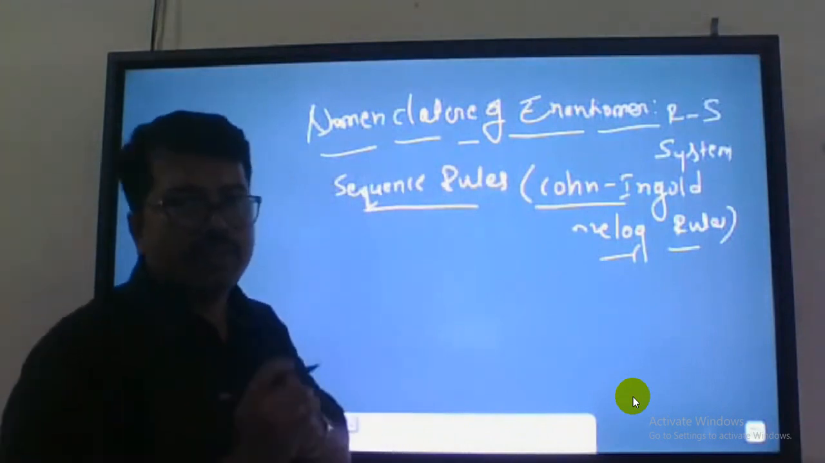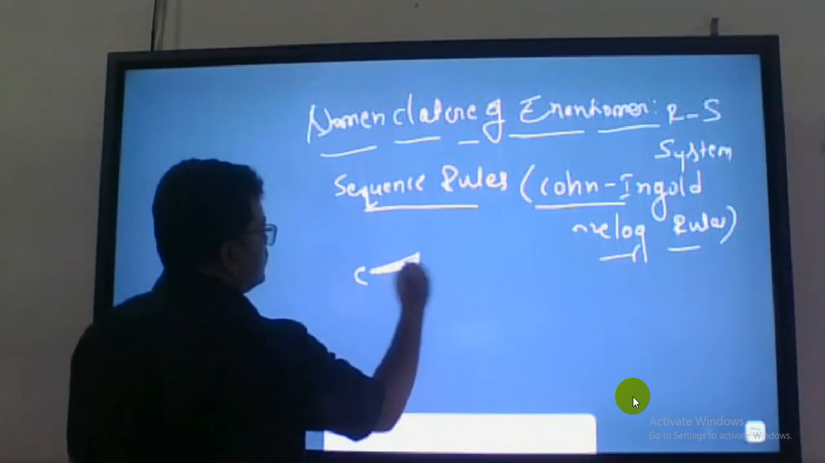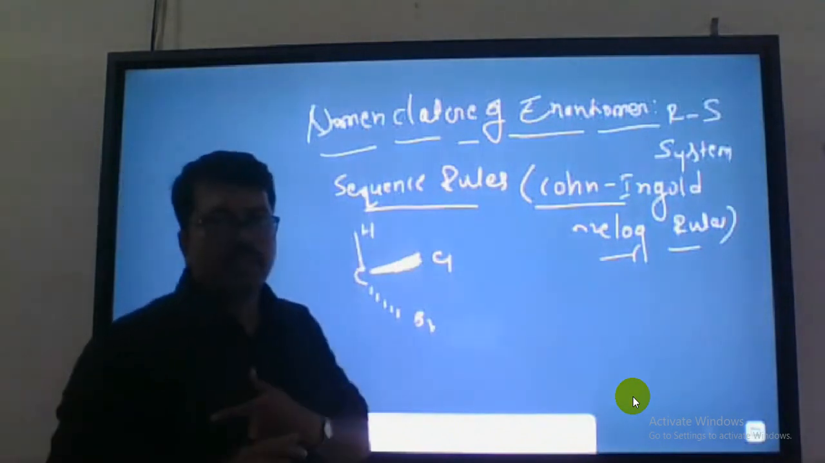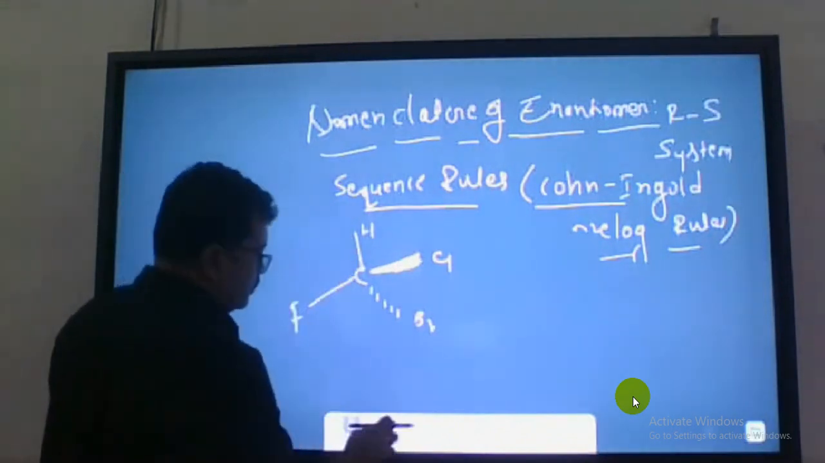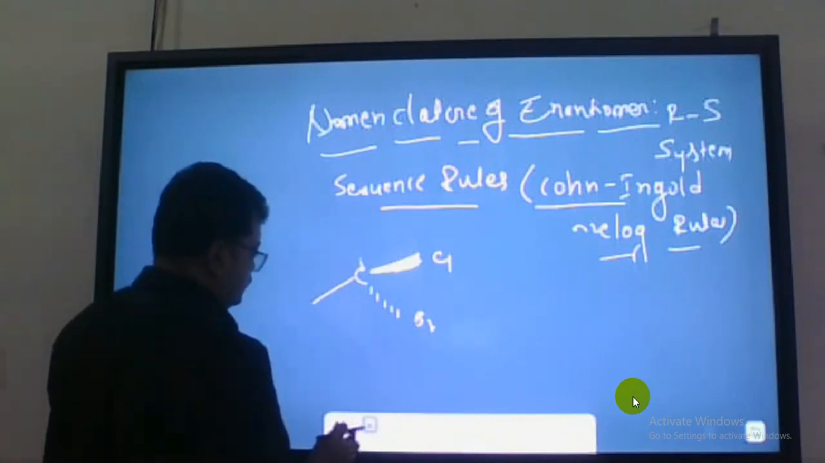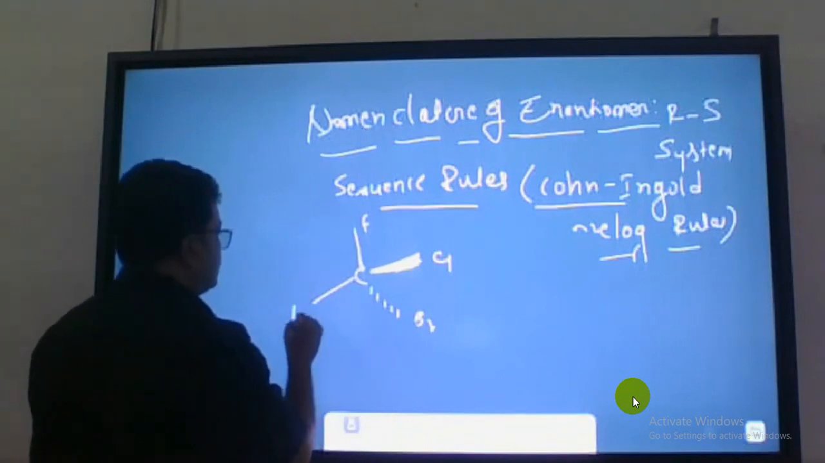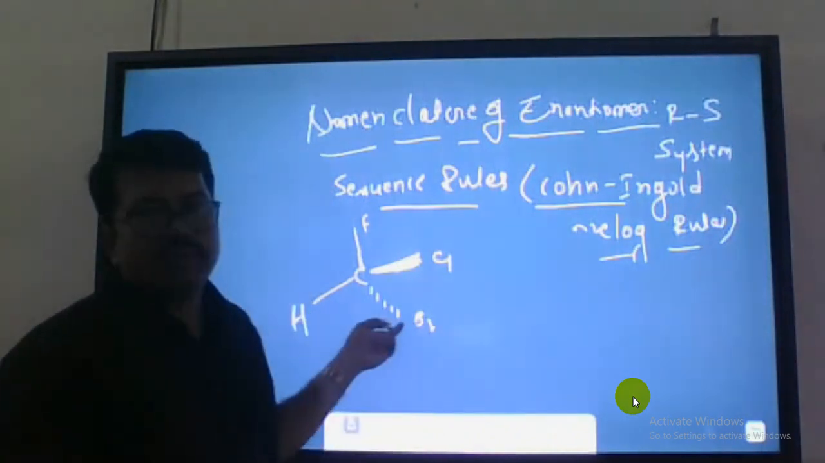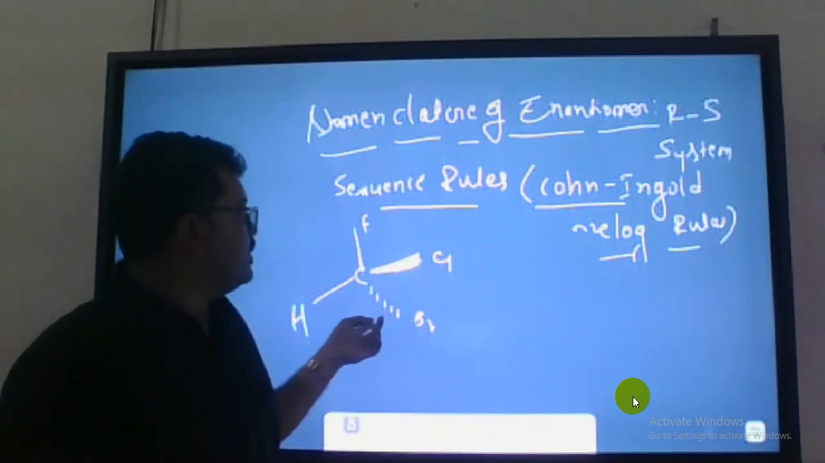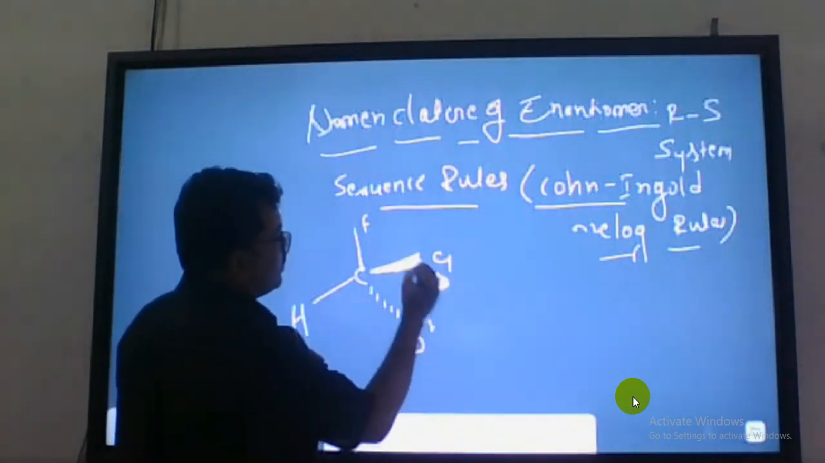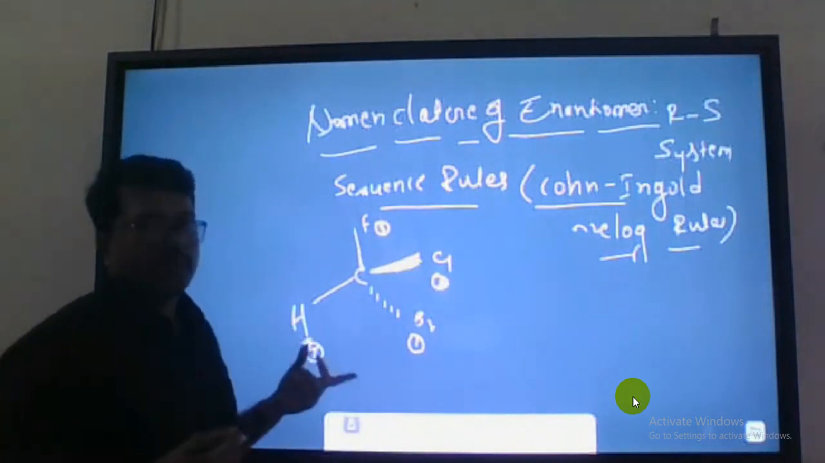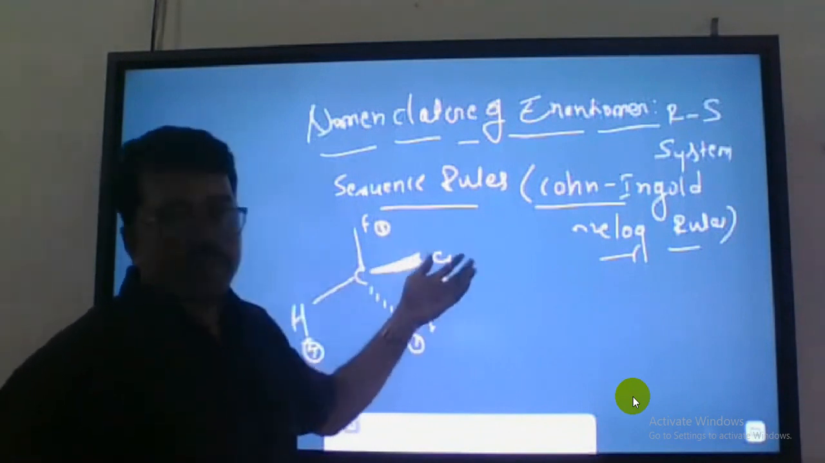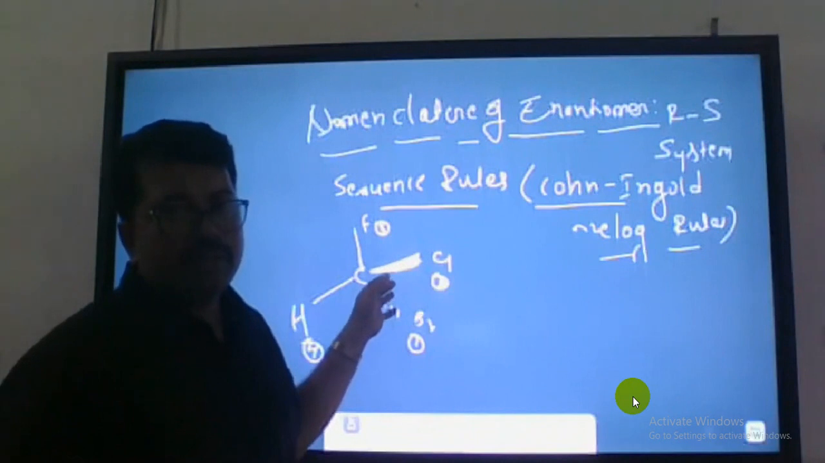So one example, I'll give you one example now. This is chlorine and this is bromine and this is hydrogen, and this is fluorine and this is hydrogen. Now, as I said first, arrange in the order of decreasing atomic number. Decreasing atomic number means this is first, this is second, this is 3, this is 4. There is no isotope attached. There is no double bond, no succeeding atom attached like ethyl or methyl. And there is no double or triple bond. So the next 3 conditions do not apply.